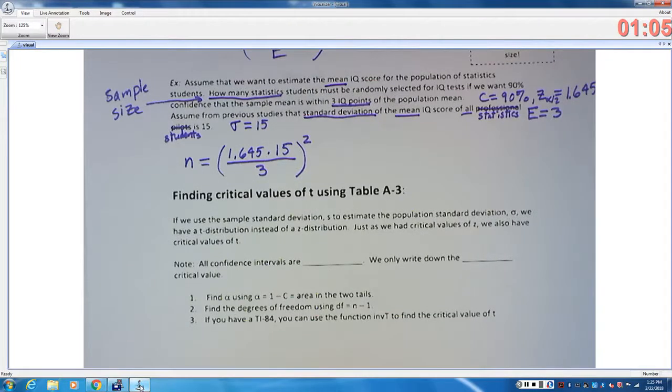So if E is a percent, you change it to a decimal, but in this case E is not a percent. So it's a number, you leave it at that number, don't change it back to a decimal, because that did not say percent. It said within 3 IQ points. Didn't say within 3%. So it's a 3, and you'll get the wrong answer if you use 0.03. So be careful about what you're dividing by there.